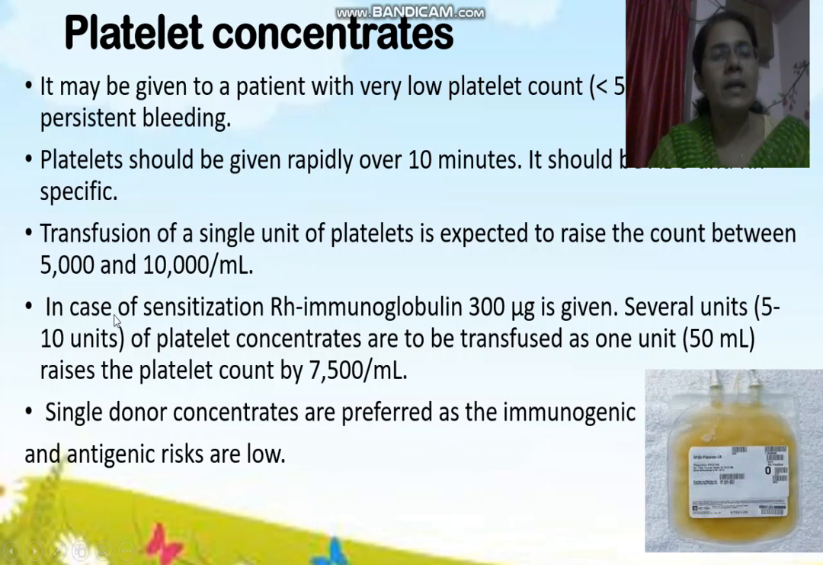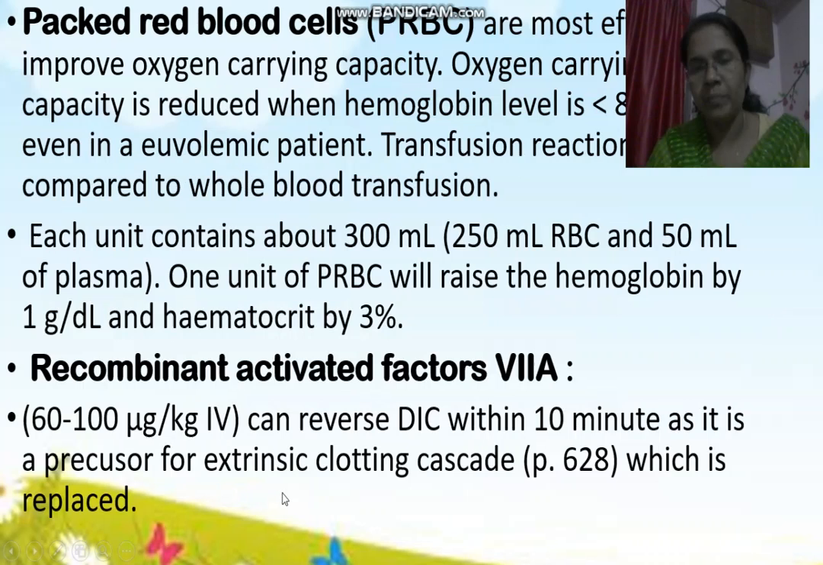Then in case of sensitization, RH immunoglobulin 300 mg is given, and several units of platelet concentrates are to be transfused, as 1 unit, 50 ml, raises the platelet count by 7,500 per ml. And single donor concentrates are preferred as the immunogenic and antigenic risk is low.